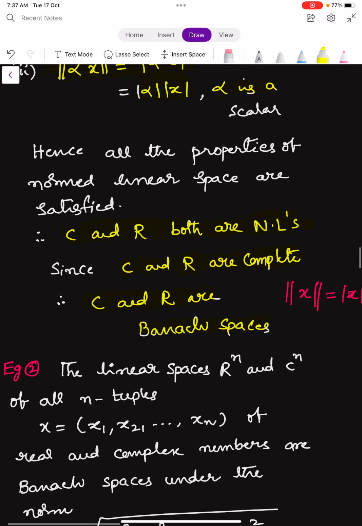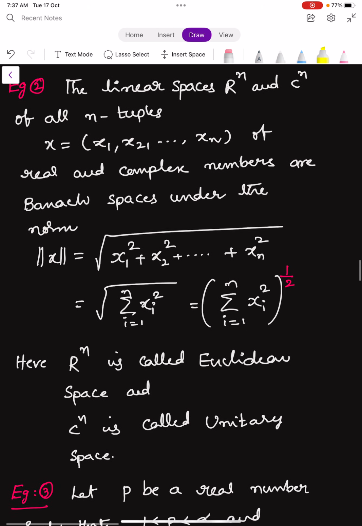Let us see example number 2. Again, this is also one of the standard examples.